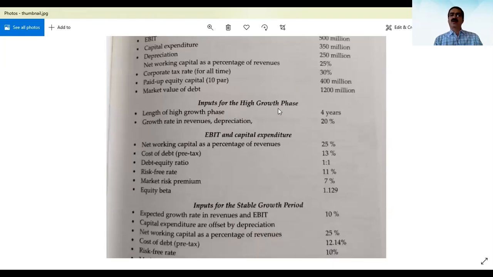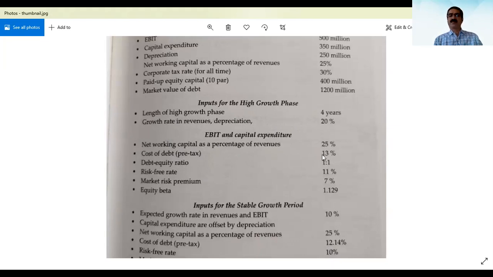Next, the inputs for the high growth phase. There are two growth phases given, high growth as well as stable growth. The length of the high growth phase is 4 years, so we will do the projection for 4 years. The growth rate in revenue is 20%, so every year we will have a 20% growth rate. Then we have the EBIT, and how it will change in these 4 years. Net working capital as a percentage of revenue is 25%.